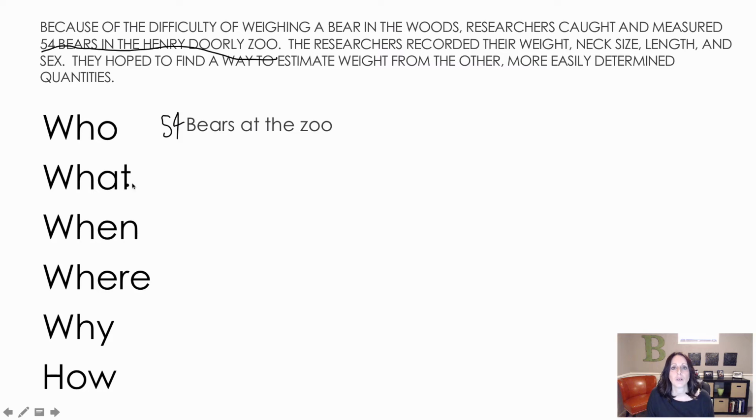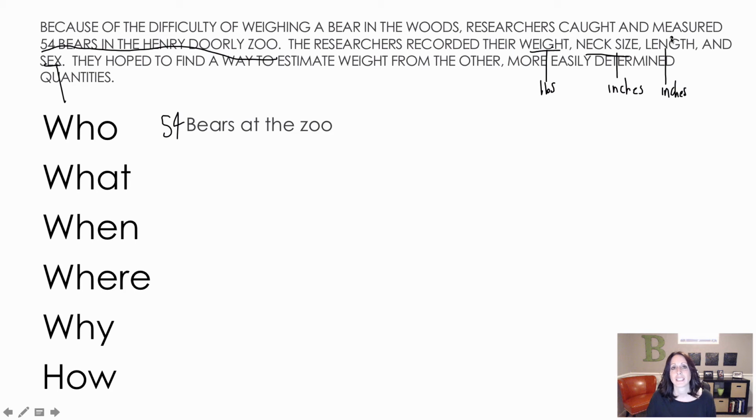What are we measuring? Well, we're measuring the weight, and that's going to probably be in pounds. The neck size, I'm going to assume that's going to be inches. The length, probably also inches. That's not really given, but we'll just assume. And the sex is obviously a different value than these.